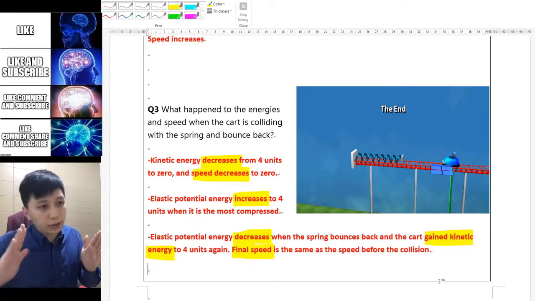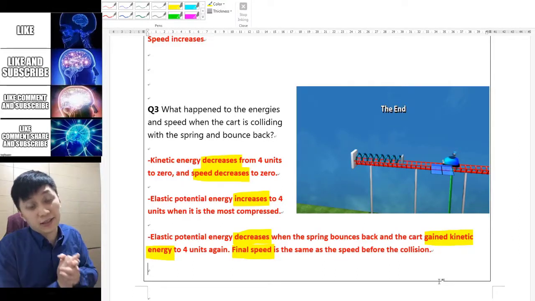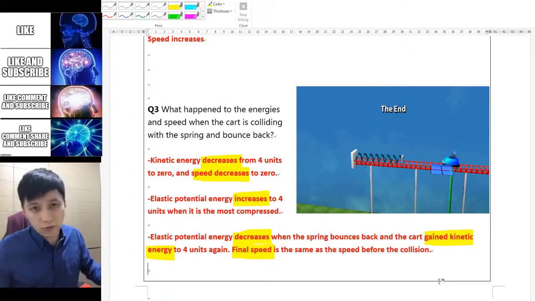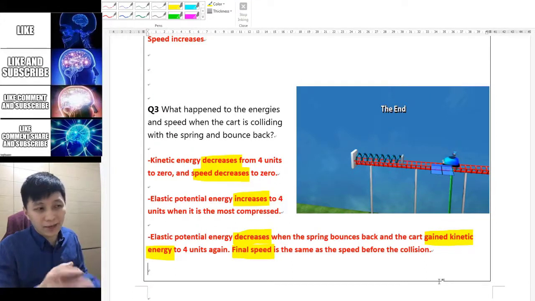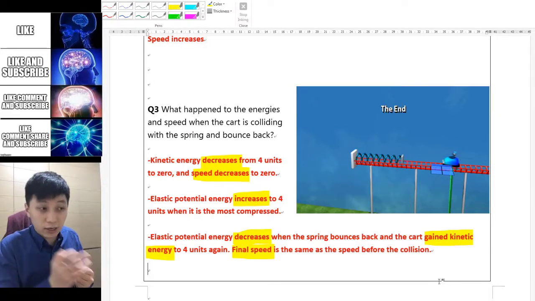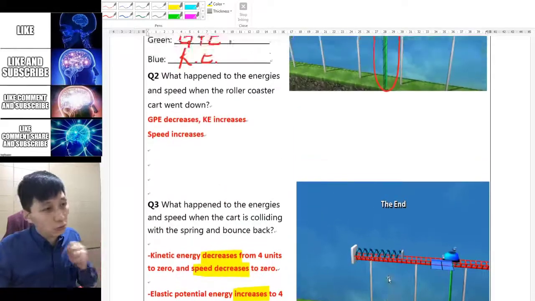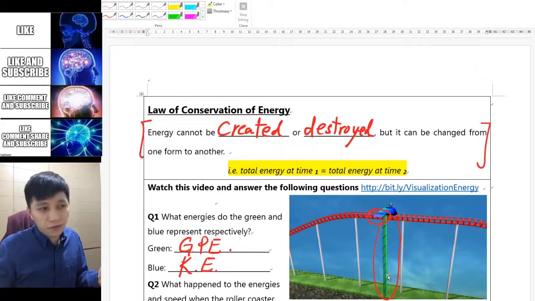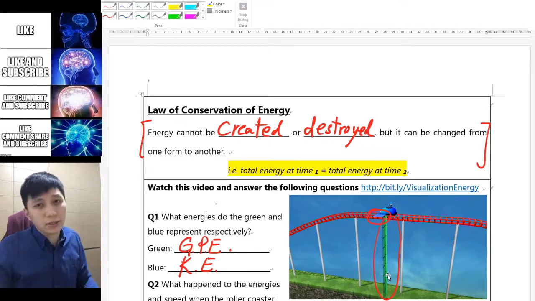Lastly, when you compress the spring, it actually gets warmer also. Again, that's also thermal energy. Those will be the sources that may take the energy away from kinetic energy. That's why you have less and you get slower at the end. But once again, remember, energy would always be conserved. You cannot create or destroy it. If you add up all this energy, it will always be the same amount.